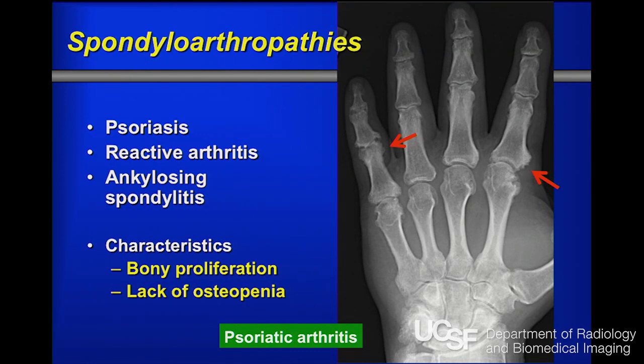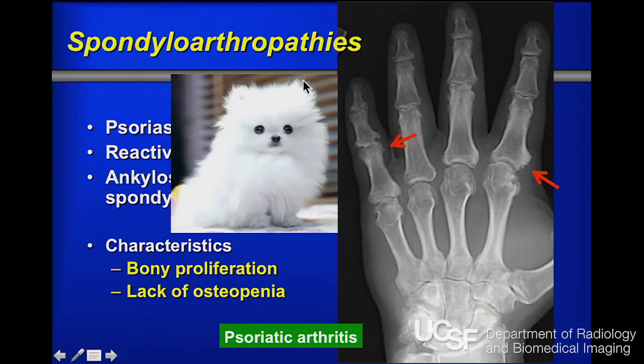And what's really typical about these entities is that you have, first of all, a lack of osteopenia. You don't have the typical juxtaarticular osteopenia you find with rheumatoid arthritis. And the other really important thing is that you have these fluffy proliferations here. It looks a little bit like this little dog here. So you have these fluffy proliferations around the joints. And the more florid, the more active the disease is, the more indistinct these proliferations are.